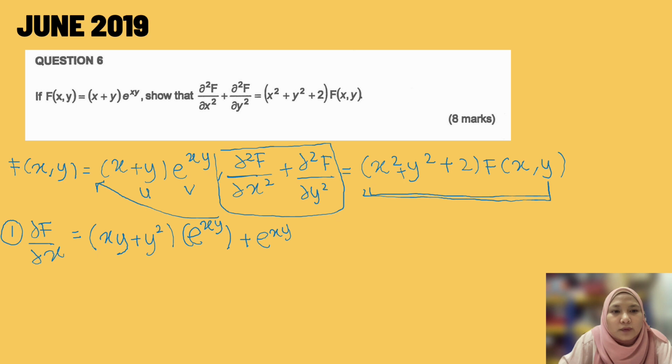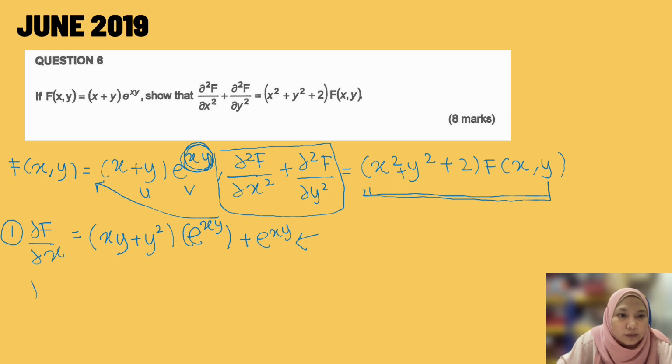Before you get this form, you need to expand first. Do it one by one. This is u, this is v, and another one, this one is also u and v here. So you have two product rules that you need to apply here. Make sure you get this form.